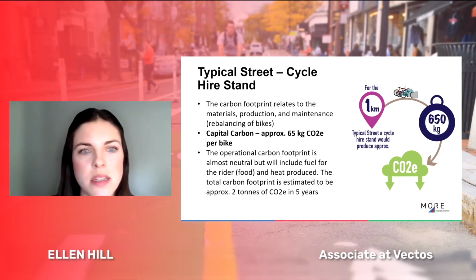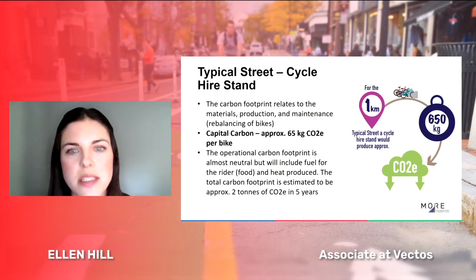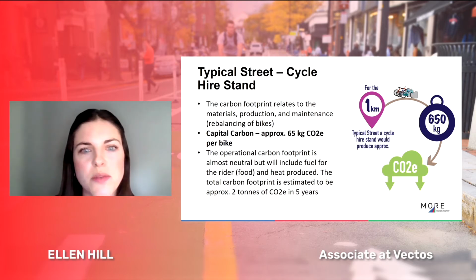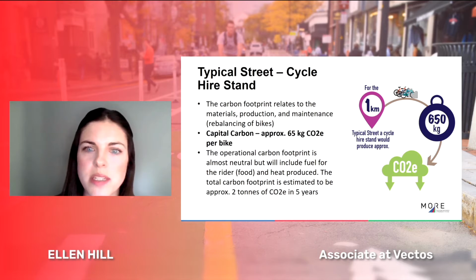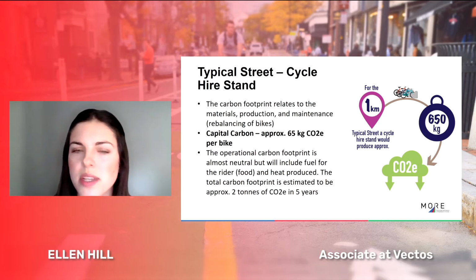Next slide. So the carbon footprint of a cycle hire scheme on the streetscape relates to the materials, production, maintenance, and rebalancing of bikes. The capital carbon value of a single bike is reported to be around 65 kilograms of CO2e. Assuming 10 bikes stopped on the typical street, this is 650 kilograms of CO2e. The operational footprint of a push bike is almost neutral, but fuel for the rider and heat produced is a consideration. The total operational carbon footprint is therefore estimated to be approximately 2 tonnes of CO2e over 5 years.